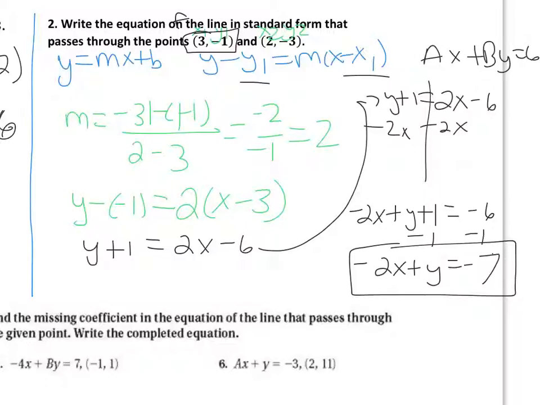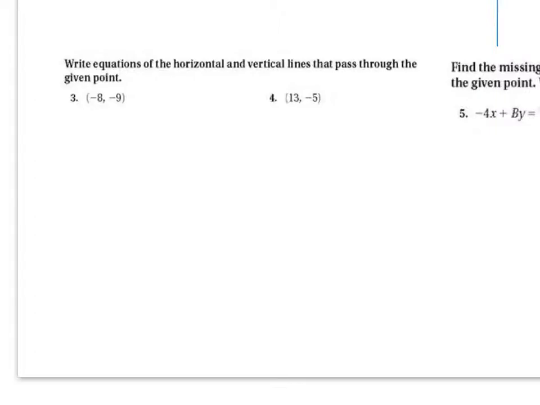Let's take a look at some other examples. Now here it says, write the equations of the horizontal and vertical lines that pass through the given point. Okay, so horizontal, vertical. All right, a horizontal line is always y equals. Well, I look at the point. What did y equal here? Is it negative 8 or is it negative 9? It's negative 9, so it's the line y equals negative 9. Now the vertical is x equals negative 8.